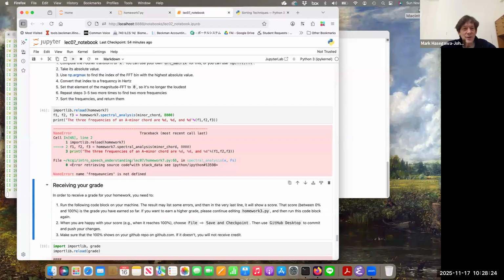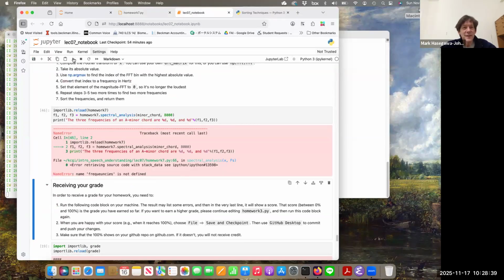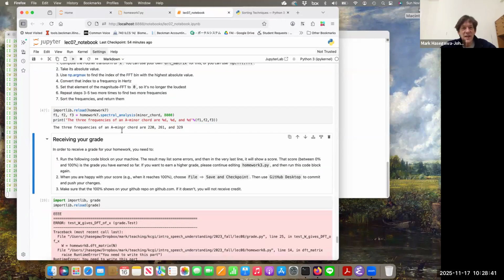Now I've got a typo. Frequencies. There we go. Let's see if that solves the problem. There we go. The three frequencies of an A minor chord are 220, 260, and 329. All right, that took some doing.